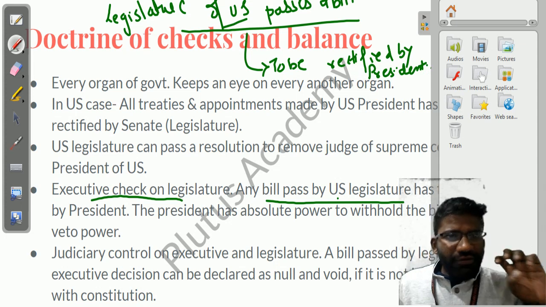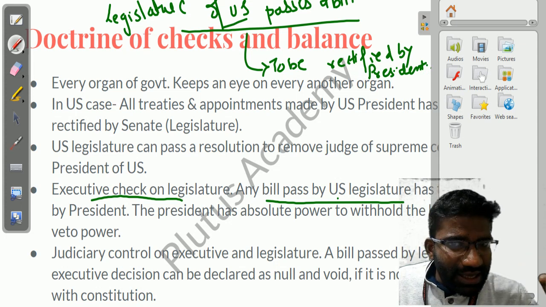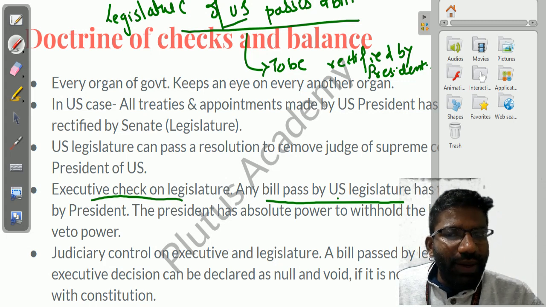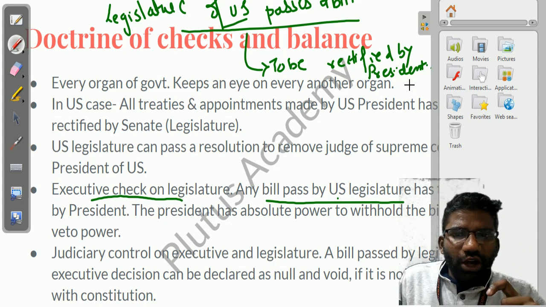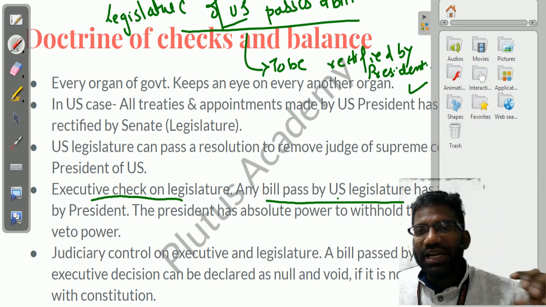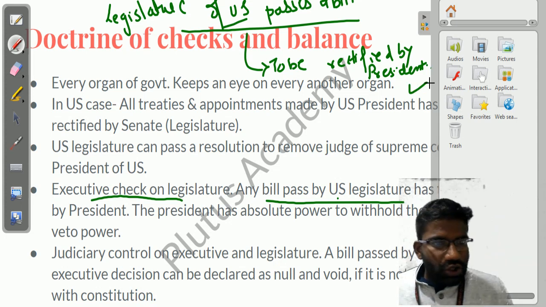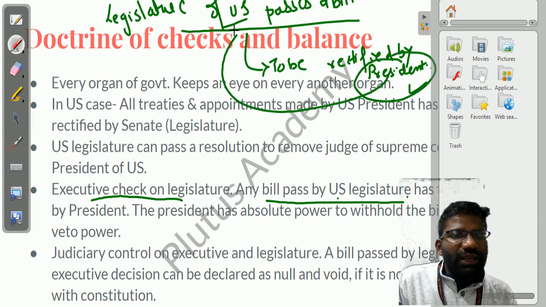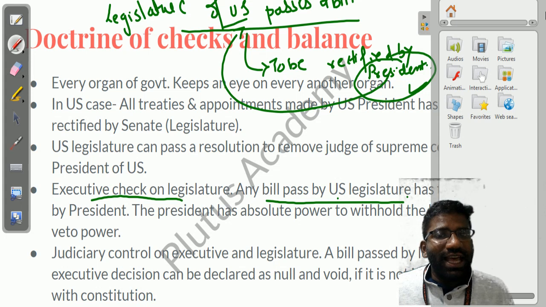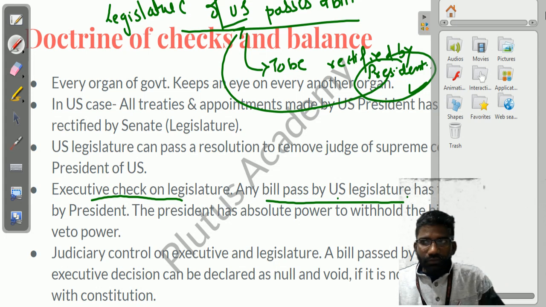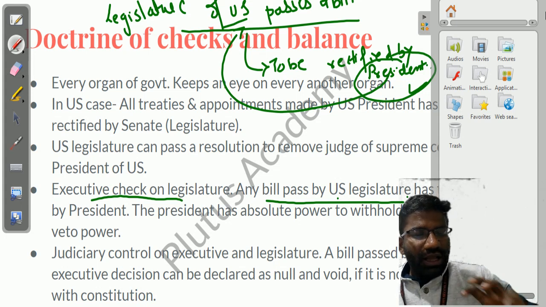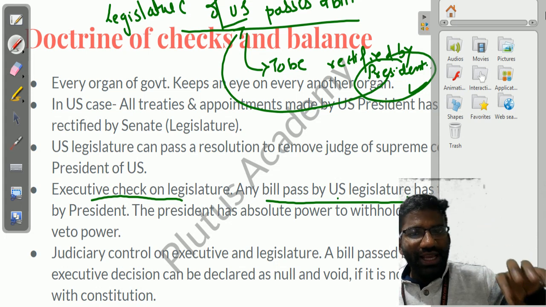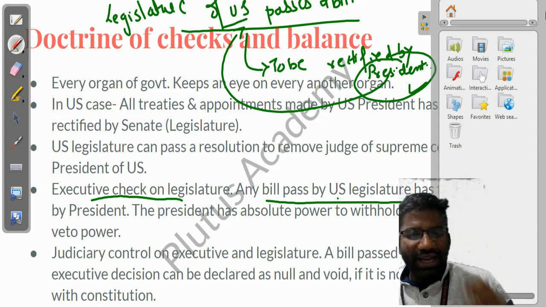That means if the legislature passes a bill and the bill is not ratified by the president, the bill won't turn into an act. That means to make a bill into a law, the verdict or the final assent of the president is very much imperative. So in this case, we are trying to prove the president is powerful and keeping a check on the legislature, that is the US Senate.